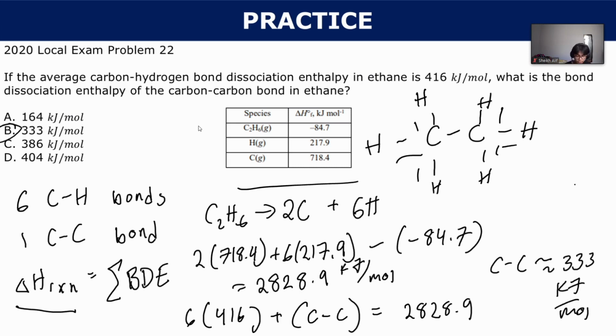So again, what you need to do is realize that we can calculate the enthalpy change required in this reaction if we just take the ethane and dissociate it into the carbons and the hydrogens. We can calculate the enthalpy for that, and we can relate that to the bond energies. Since we already know the bond dissociation enthalpy of one of the bonds in the ethane, we can figure out the bond dissociation enthalpy of the other if we do a bit of algebraic manipulation. So our answer is B, and that is the correct answer.